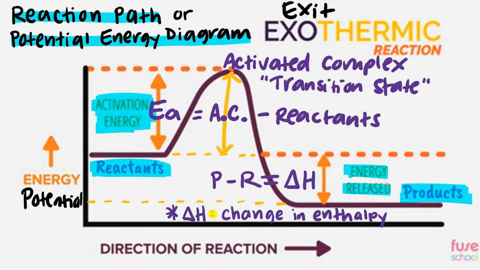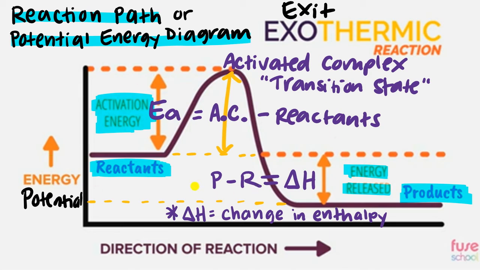Okay, so delta H is that change in enthalpy. And in our terms, we can just think of enthalpy as heat. And you can see here in this exothermic reaction, the products have less energy than the reactants. And so when I calculate this products minus reactants, I'm going to get a negative answer, because the products have less energy than the reactants. So mathematically, we are going to end up with a negative answer.